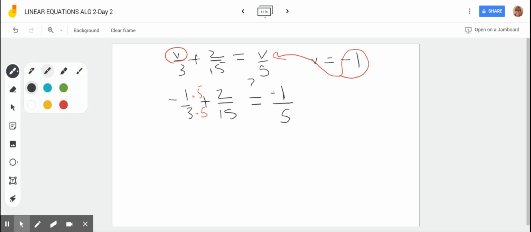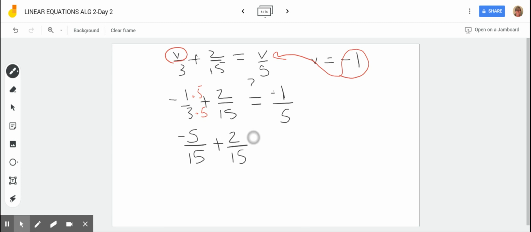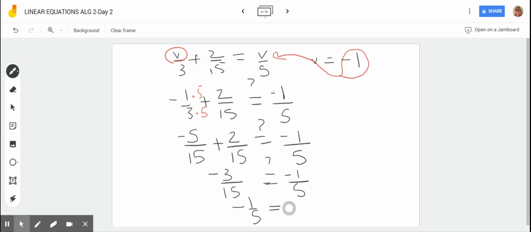Okay, so what do we get? We get -5 over 15 plus 2 over 15 equals -1/5, question mark. This is -3/15 when you combine them. And so if you reduce it, you get -1/5 equals -1/5, and check. I love writing the check, as you can tell. It makes me so happy when I get to the end. I'm like, yes, I got it right.